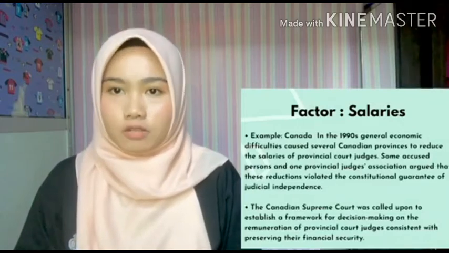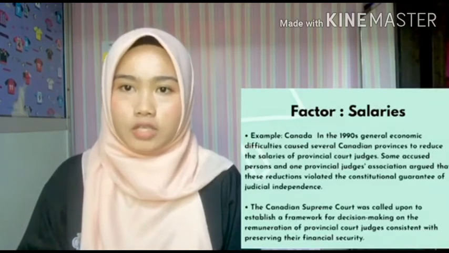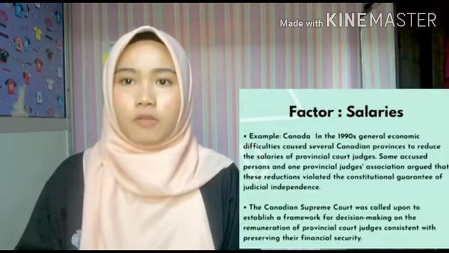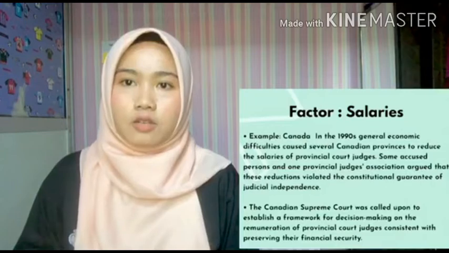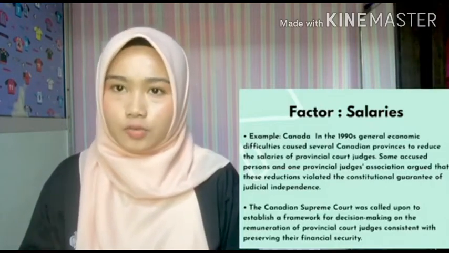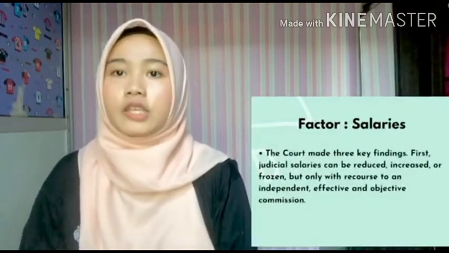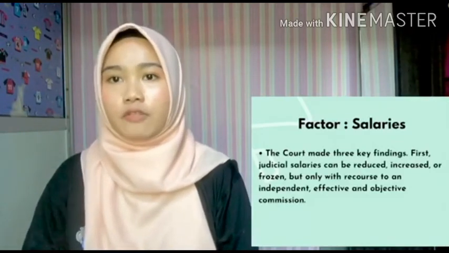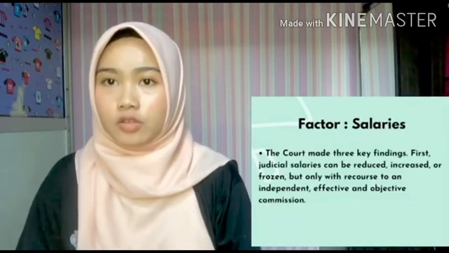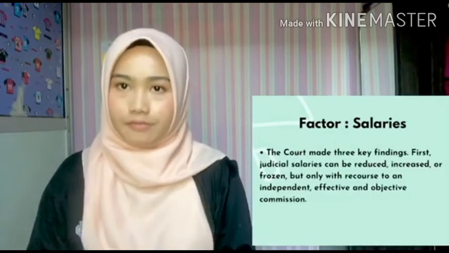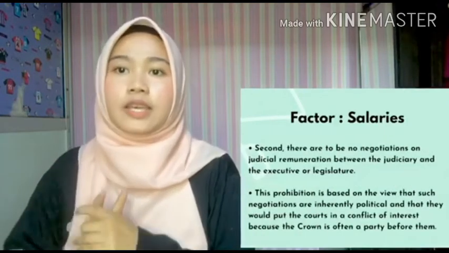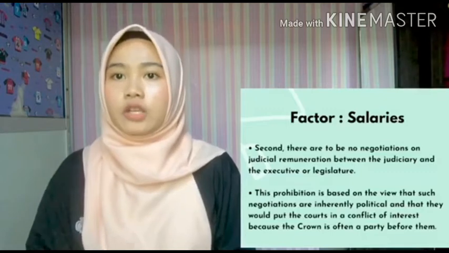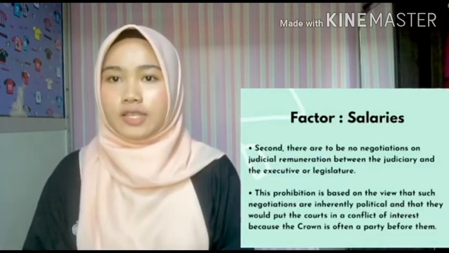The Canadian Supreme Court was called upon to establish a framework for decision-making on the remuneration of provincial court judges, consistent with preserving their financial security. The court made three key findings. First, judicial salaries can be reduced, increased, or frozen, but only with recourse to an independent, effective, and objective commission. Second, there are to be no negotiations of judicial remuneration between the judiciary and the executive or legislature.